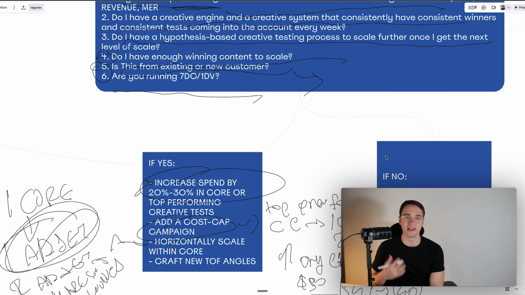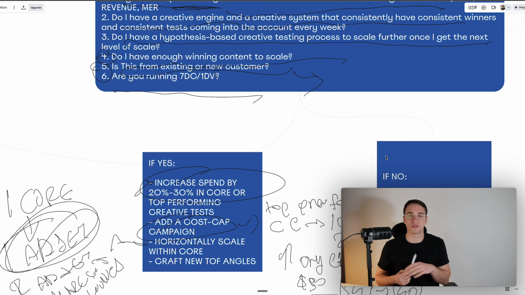Scaling horizontally can add a lot more spend more aggressively, because obviously we can double the spend here easily. We don't have to be limited by the 20-30% rule. But obviously don't assume that because you scale inside the creative testing campaign, it will replicate the same scale in that core campaign.